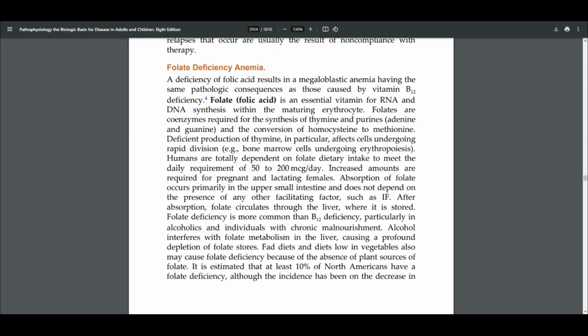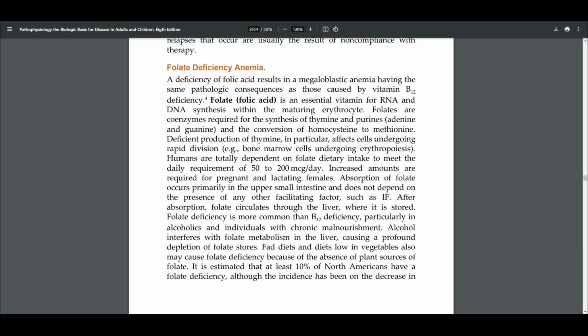Absorption of folate occurs primarily in the upper small intestine and does not depend on the presence of any other facilitating factor, such as IF. After absorption, folate circulates through the liver where it is stored. A folate deficiency is more common than a vitamin B12 deficiency, particularly in alcoholics and in individuals with chronic malnutrition or malnourishment.